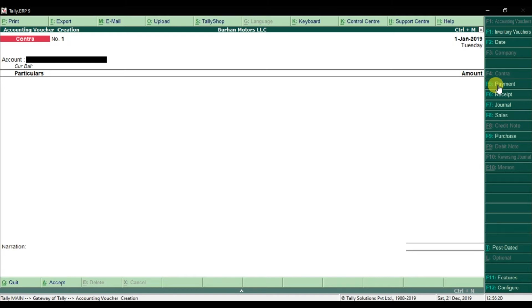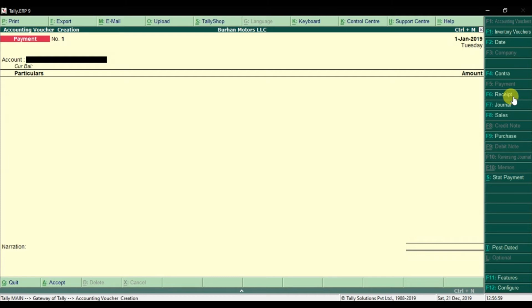Clear. Okay, so we are done with the contra and the F5 payment. Then we have receipt. Receipt is F6, right? If you are receiving money from your customer, if you are receiving a bank loan, if you receive capital, if you receive interest income, service income, that is under F6. Clear? Not everything received, though.